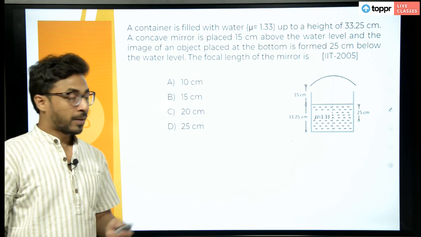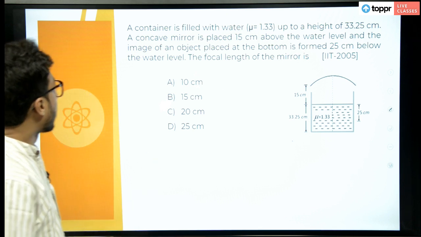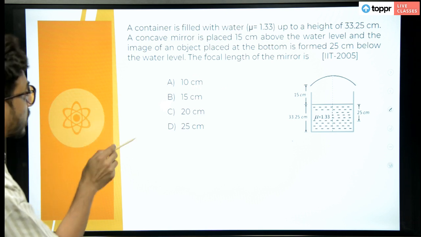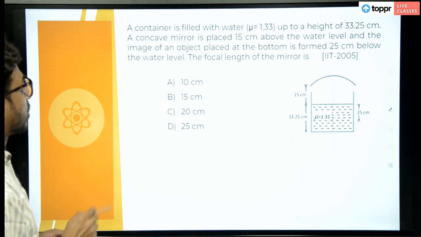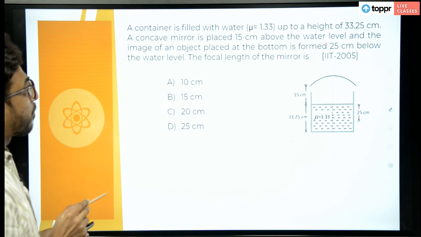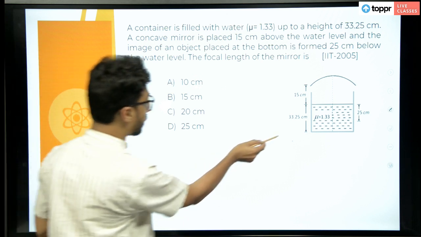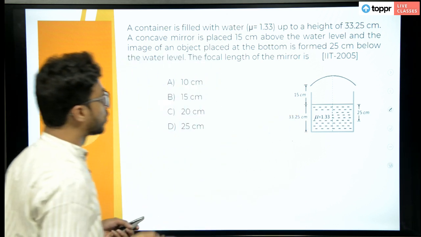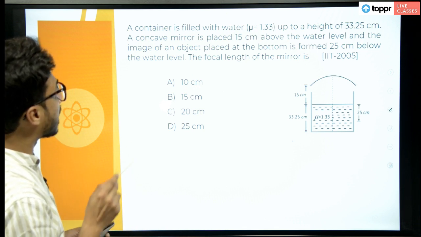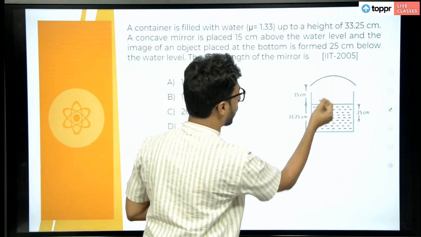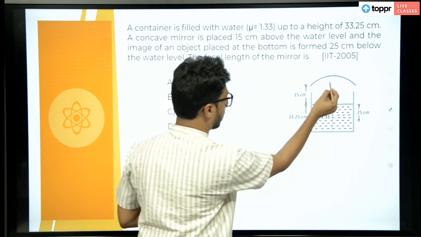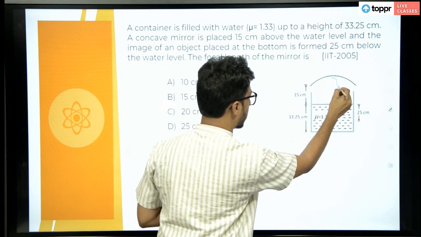Fine. Let us read this question. A container is filled with water whose refractive index mu is given 1.33 up to a height of 33.25 centimeter. You can see this height is 33.25 centimeter. A concave mirror is placed 15 centimeter above the water level. Above the water level, the concave mirror is placed. This length is actually the 15 centimeter.